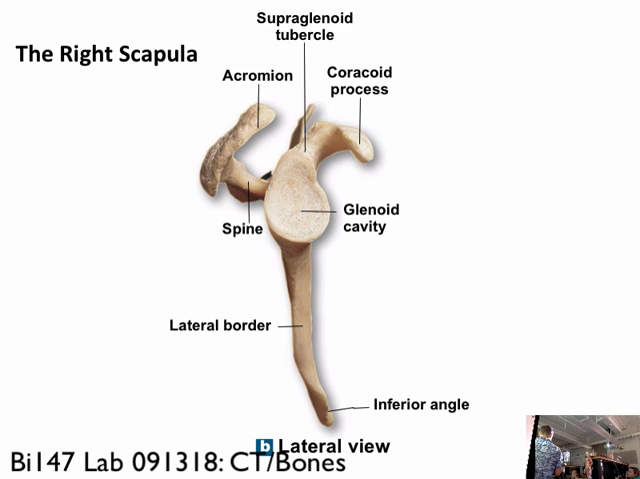But this is what happens. The arm bone comes right off of that, comes out of alignment there. We're going to look at that more closely. So the glenoid cavity is the other feature that we need to know.